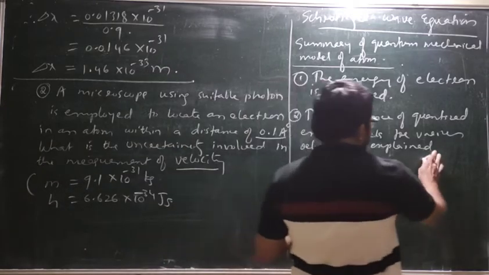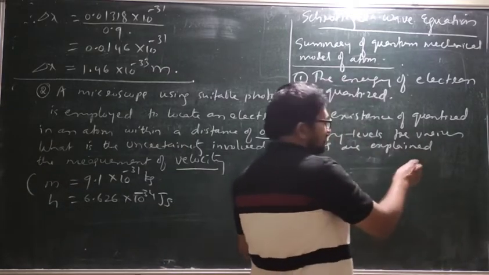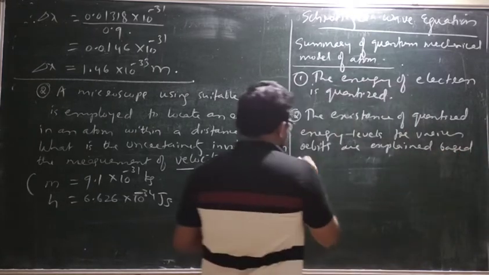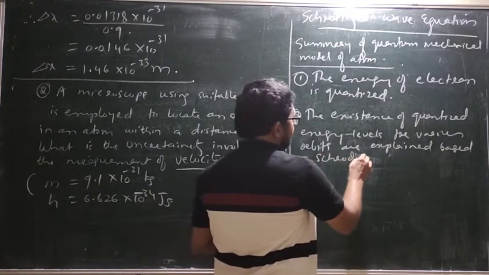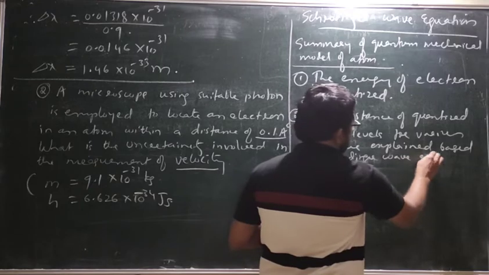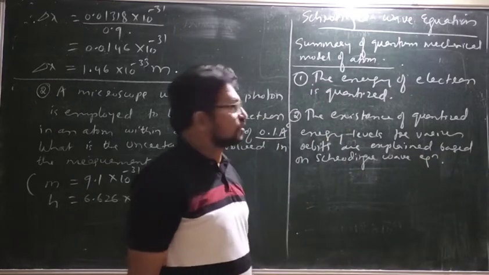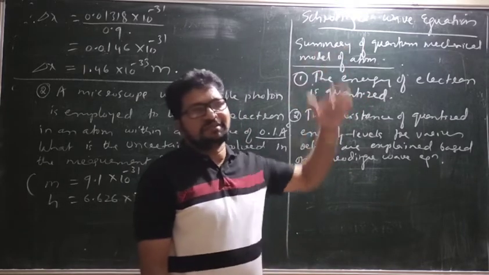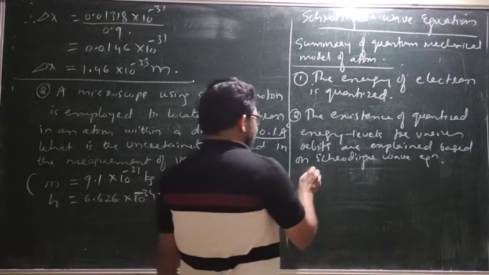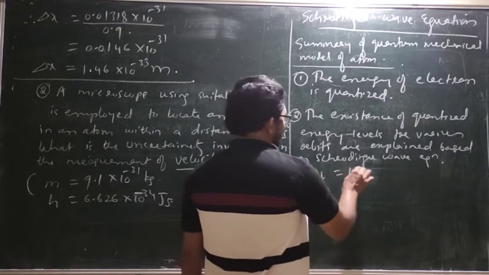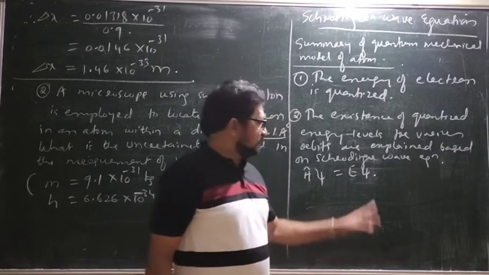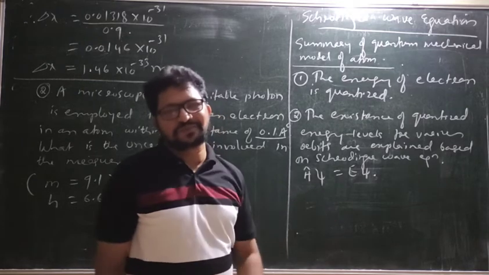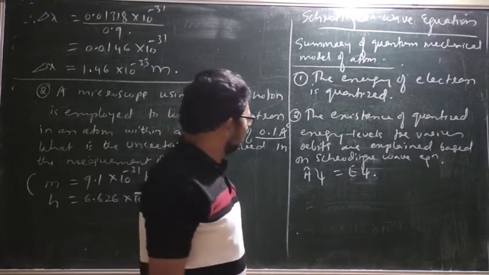And the existence of quantized energy levels for various orbits are explained based on the Schrödinger wave equation. You can write the Schrödinger wave equation, which gives you the various energy levels. There is a term H cap psi equal to E psi, that is the energy factor. H is a Hamiltonian operator, but that is beyond the scope of your discussion. So no need to say anything more.